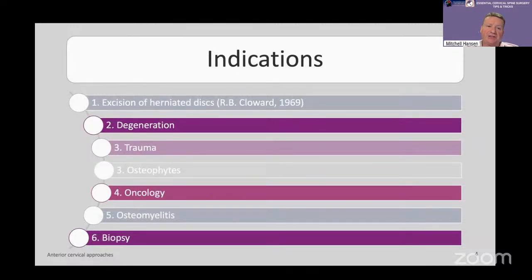So indications for the anterior approach, I guess degenerative cases were probably the first reason we looked at going through the front to get to the spine. And Cloward was a big proponent of this in '69. This was for excision of herniated discs. Since then, the indications have expanded, where we now have degenerative conditions, trauma, osteophytes, oncology, and biopsy and osteomyelitis.